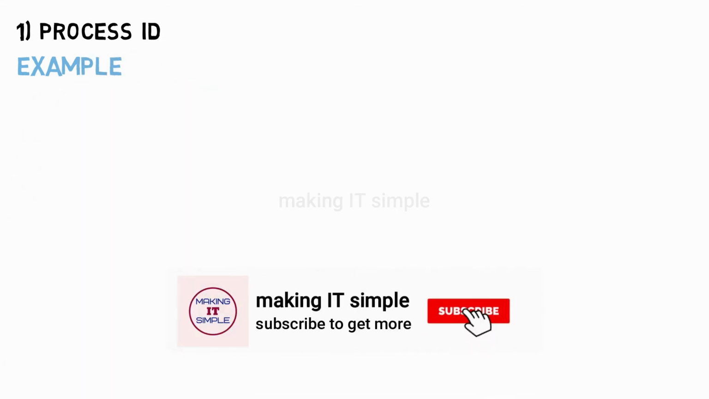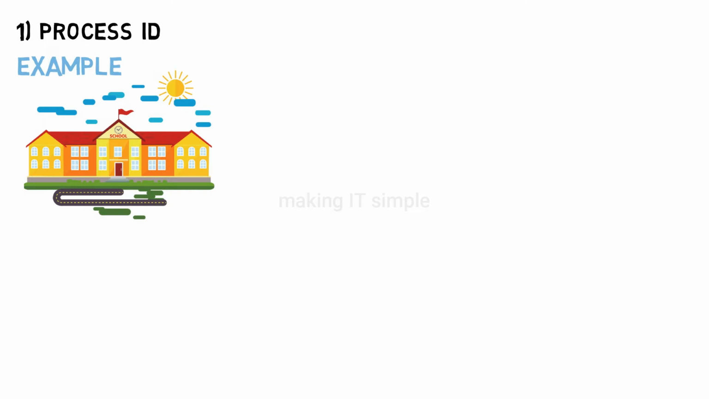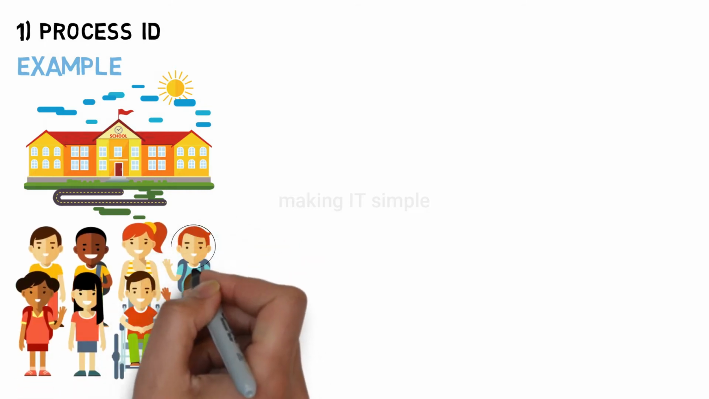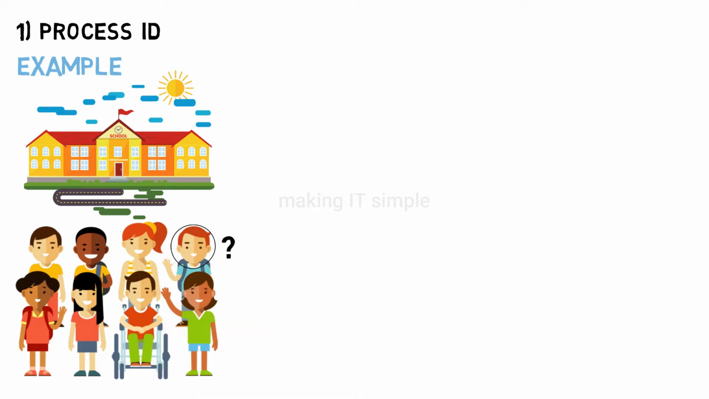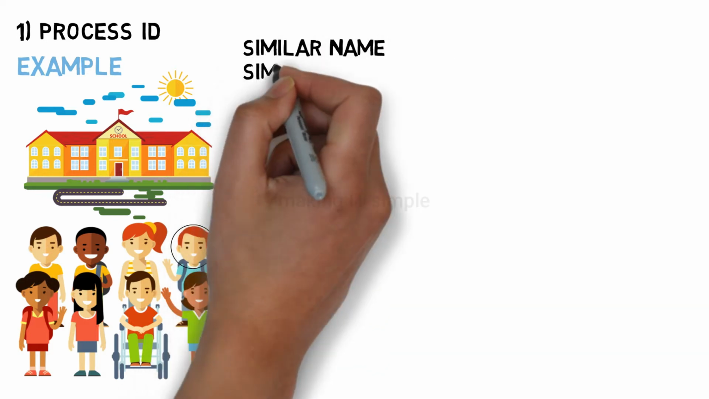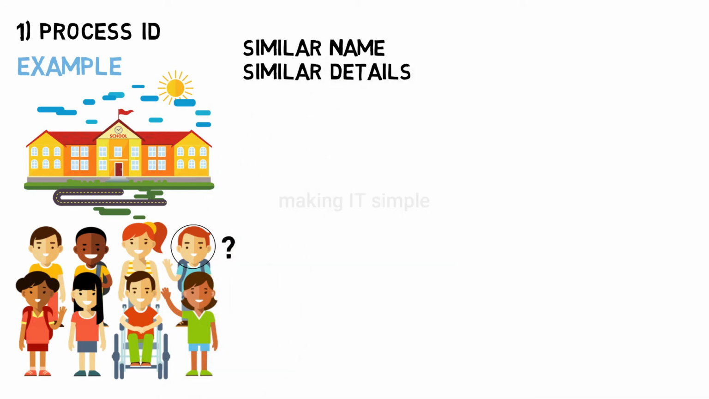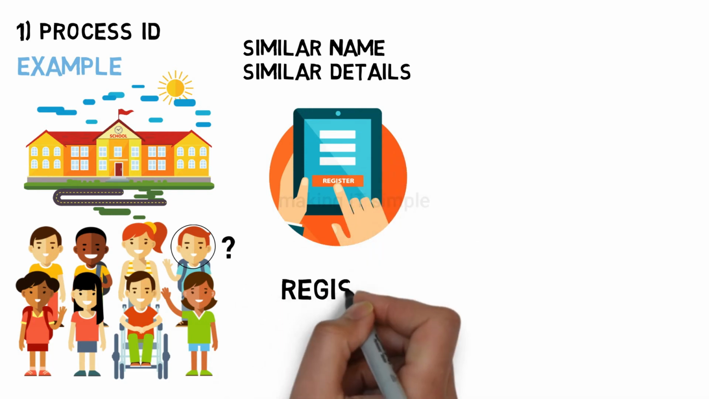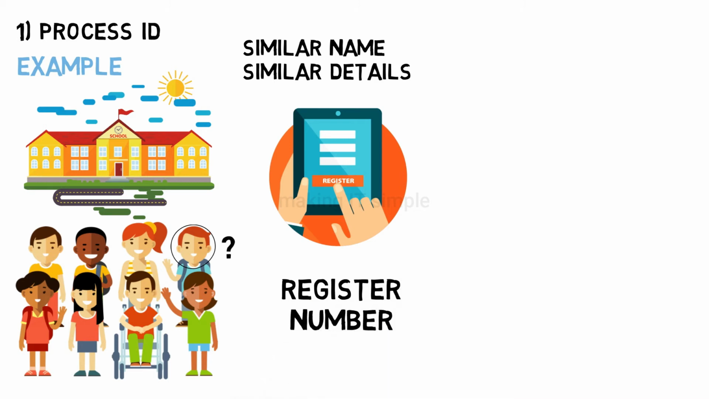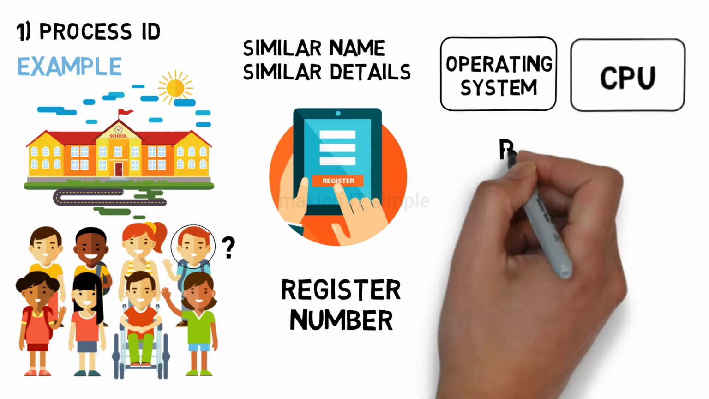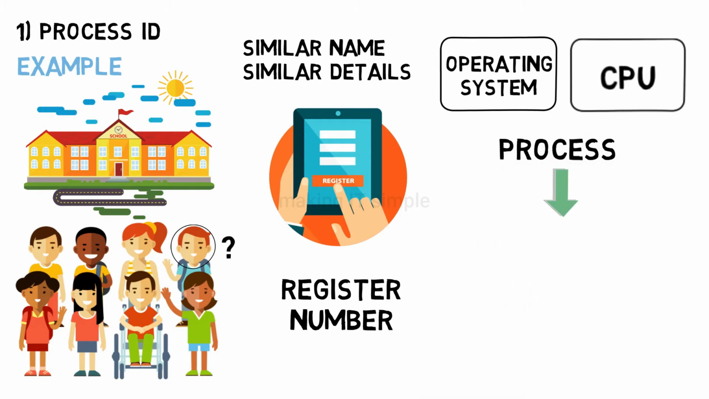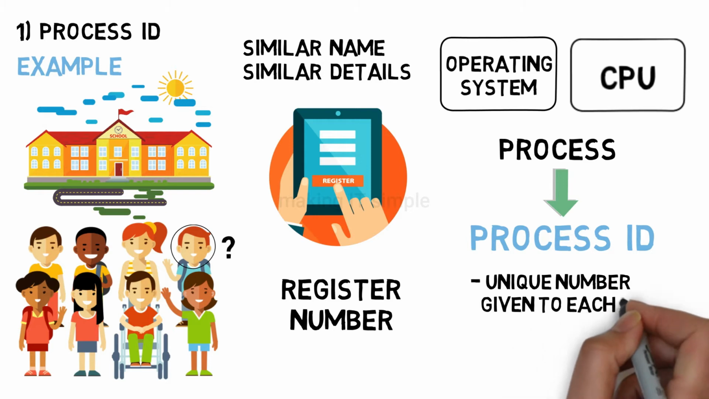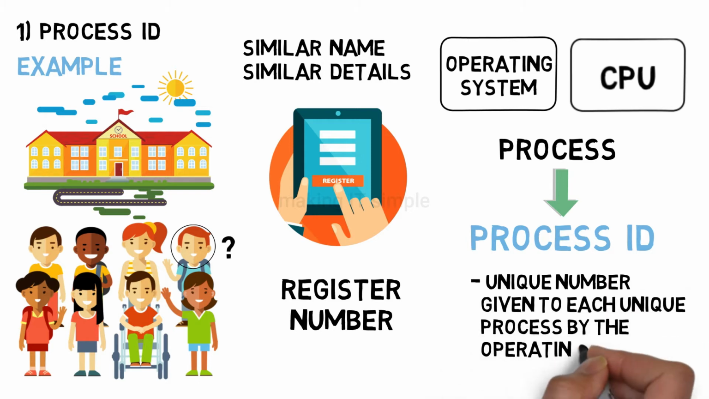So first is the process ID. Let us see an example. Let's continue the previous example: in a school or college, each year thousands of students take admission. How does management keep track of every individual student? There can be students with the same name, or with similar other details. So to uniquely identify a student, each student is given a unique number while registering to the school or college, generally called a register number. Similar to this, the operating system, or the CPU, needs to identify each process uniquely, so a process ID is assigned to each process as its unique identity. Process ID is a unique number given to a process by the operating system. Each process will have a different process ID.